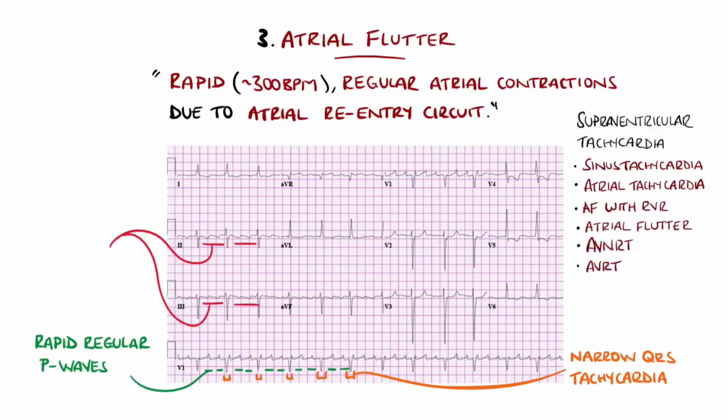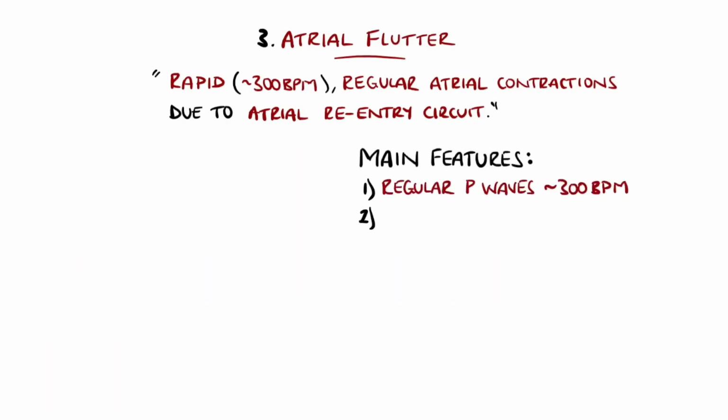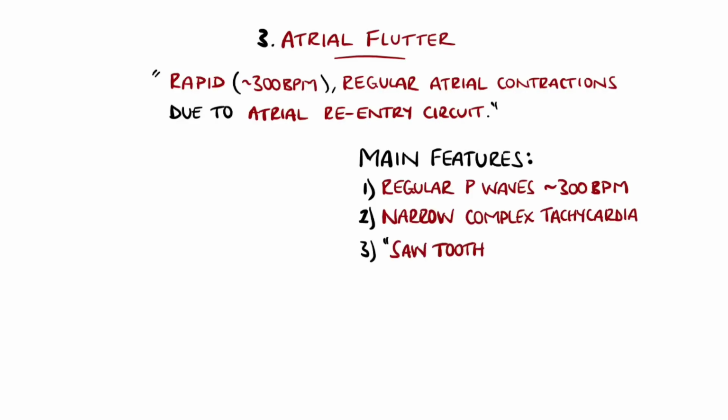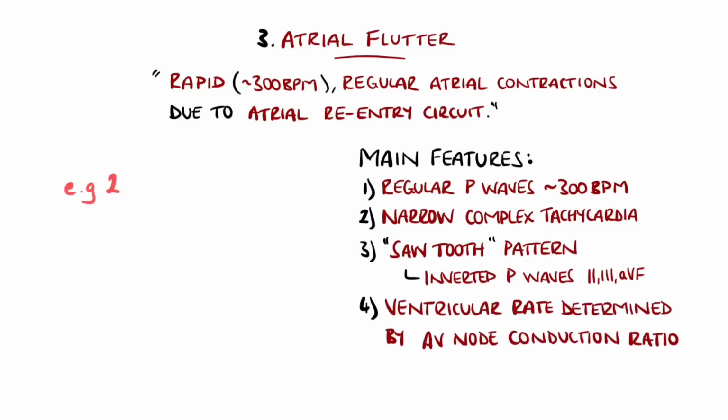The ECG in atrial flutter classically shows a sawtooth pattern coming from inverted P waves, usually in the inferior leads. It is also described looking at the number of P waves compared to the number of ventricular contractions, showing the ratio of non-conducted to conducted beats. Most commonly, this is 2:1, giving a ventricular rate around 150 beats per minute.